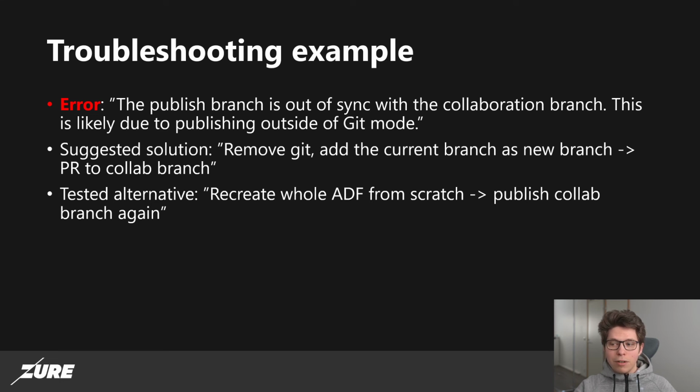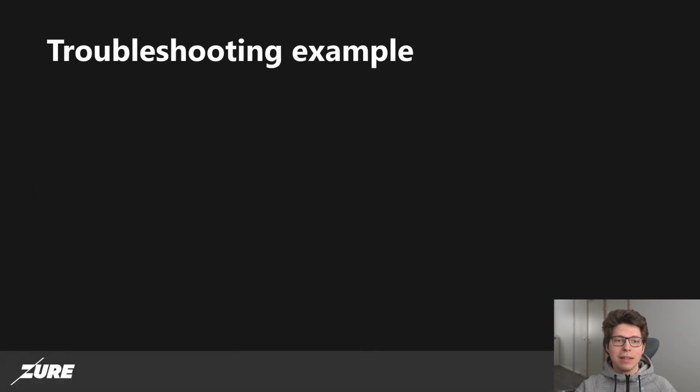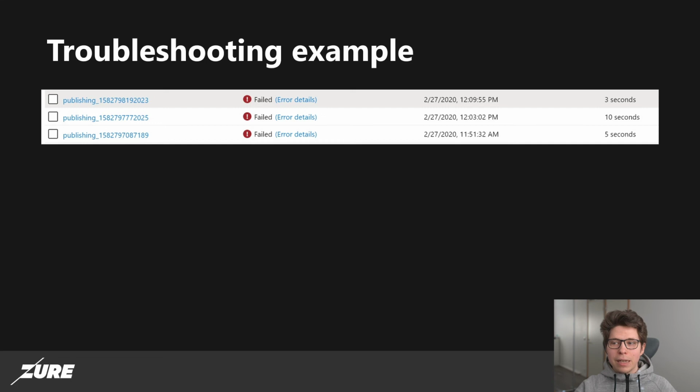So I even tried to recreate the whole data factory from scratch and publish the collaboration branch again. But we ended up with the same issue, even though there's no possibility of them being out of sync. But then I thought, how does this ADF actually work? Well, it deploys ARM templates in the backend. So I looked at the deployment history of the ADF resource group, and I saw these things.